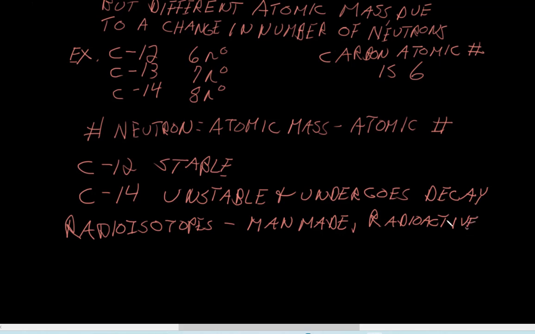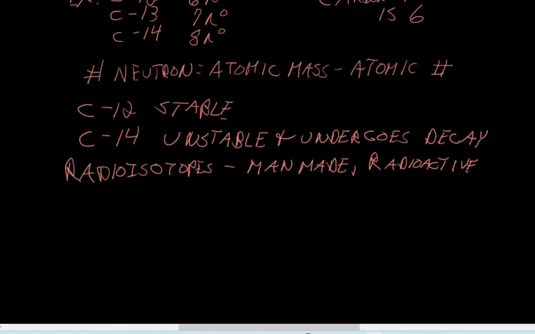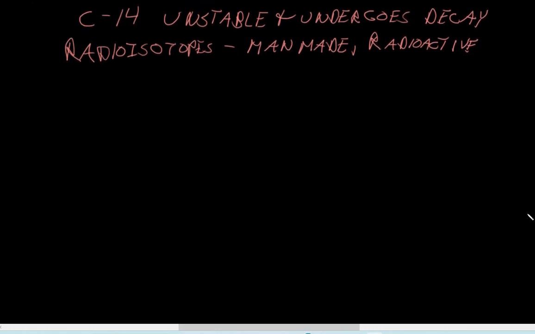Probably some of the more famous isotopes we'll look at are the ones of hydrogen. So let's look at the isotopes of hydrogen. And these are all naturally occurring. Isotopes of hydrogen.